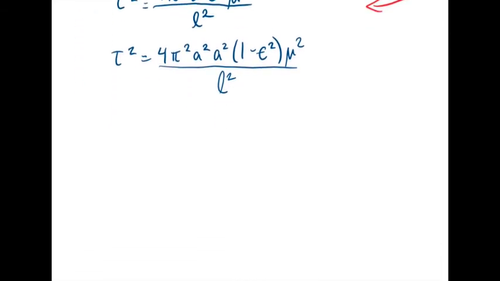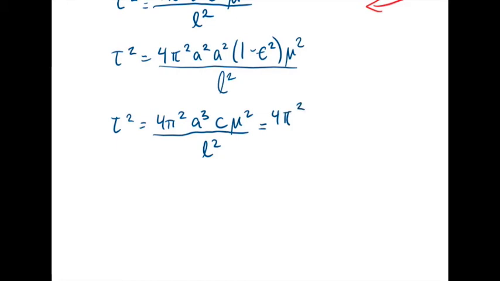So now we'll make the substitution for c. Tau squared equals 4 pi squared a to the third c times mu squared over L squared, and then we'll substitute in the actual value for c. So that's going to be 4 pi squared a to the third L squared mu squared over L squared G m1 m2 mu. That looks a little unwieldy. Let's do some canceling, and we can also make one more simplification.